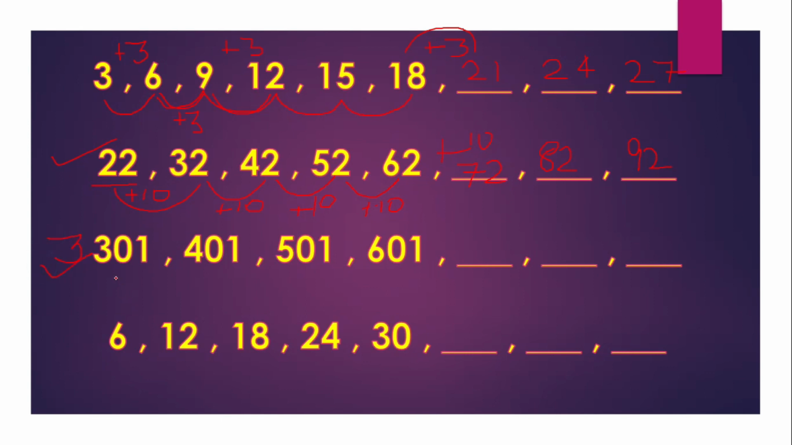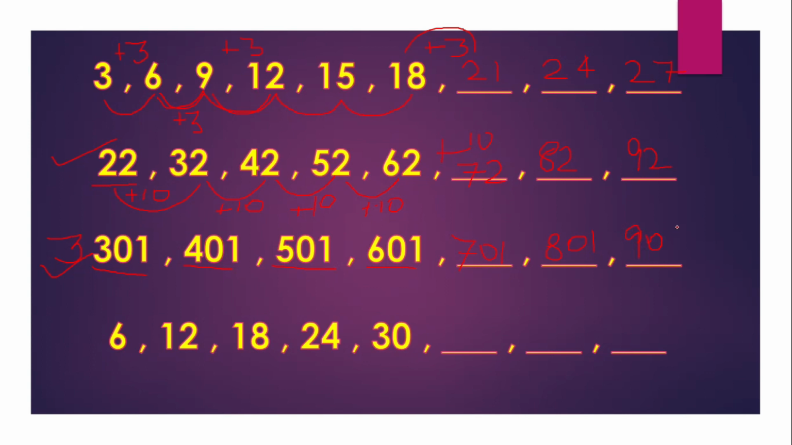Now observe the third number pattern children. Here you can see what is going on. 301, then we have 401. The series of number is changing. 300's line, 1 is added, then 400's line, 1 is added, then 500's line, 1 is added, and 600's line, 1 is added. So next we have 701, and then we have 801, and next is 901.